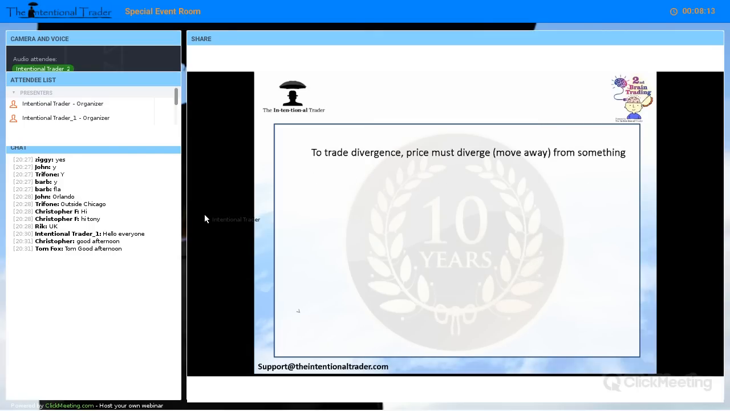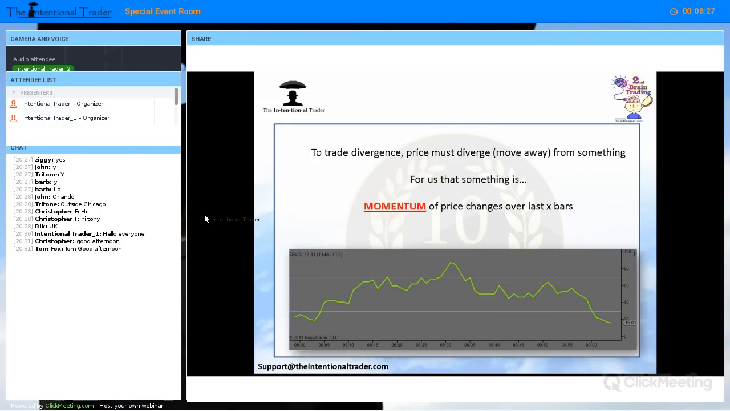All right. So to trade divergence, price, and the swing highs and swing lows, must move away from something. And for us, that something is momentum. There's a number of ways that we can read momentum. Most of those ways are going to be in an oscillator, something that looks something like this. This particular oscillator, I think, is the RSI, or the relative strength index. But if we have increasing buying momentum and decreasing selling momentum, we're going to see an upswing.